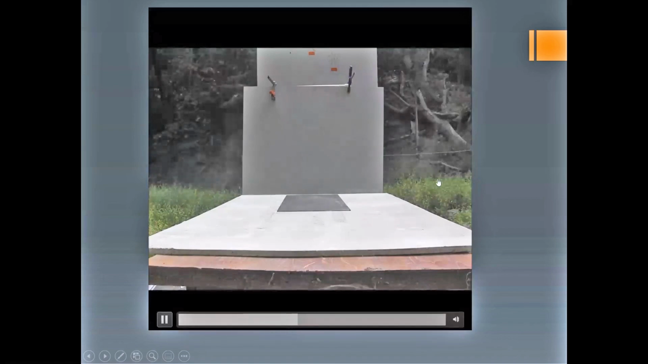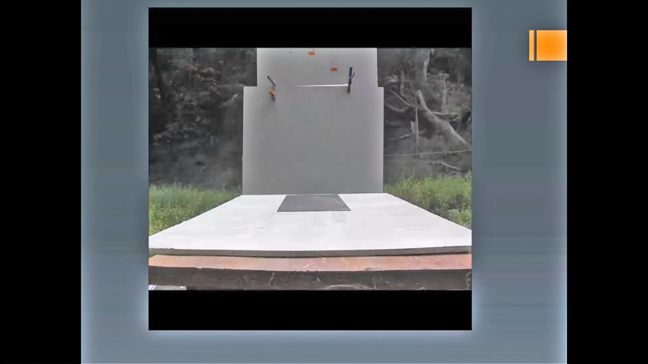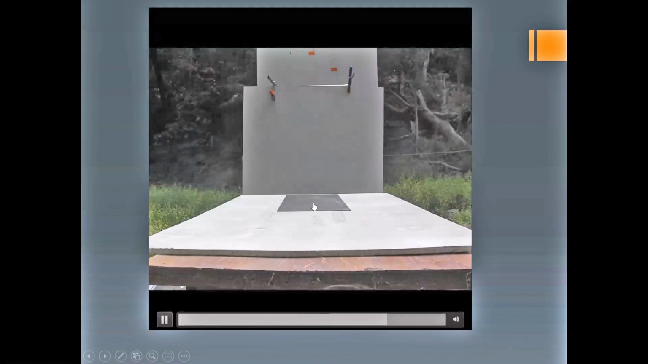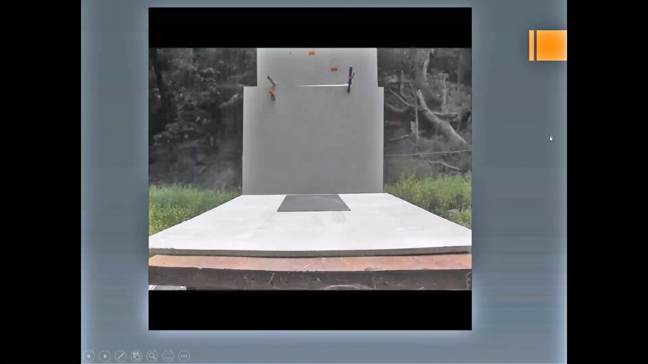This is a bullet fired into sheet metal, right? And we have our impact point on the witness panel, right? So I'm firing onto this sheet metal and creating these marks. What do we have? Right twist, left twist, left twist. Everything's going from bottom to top.